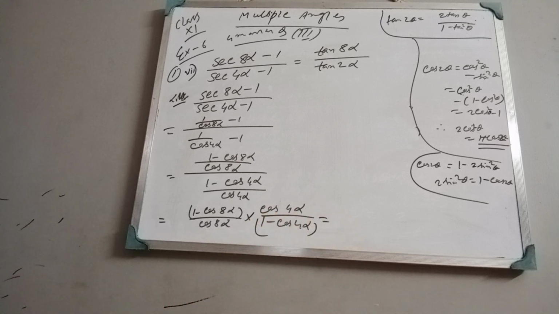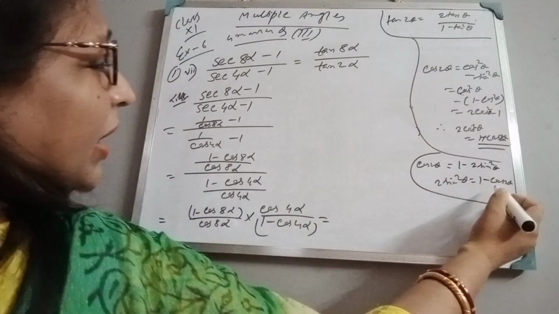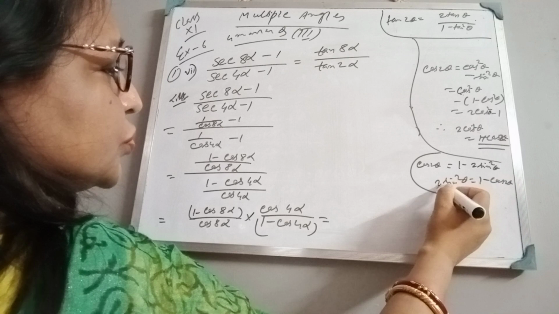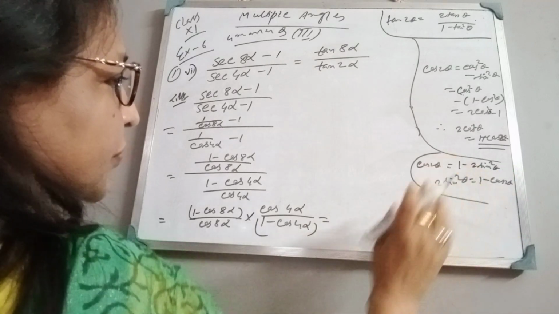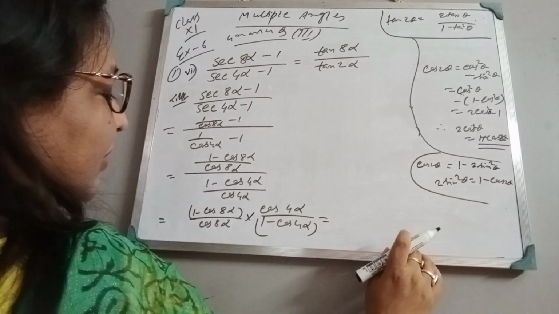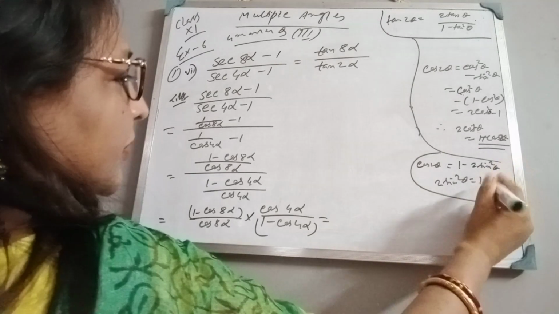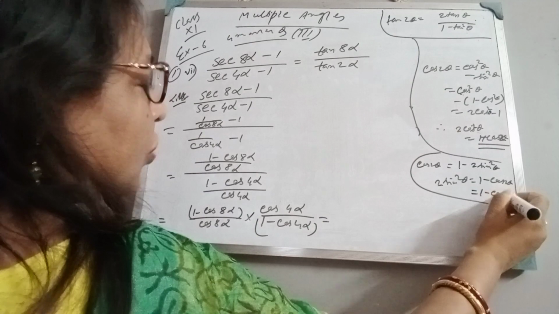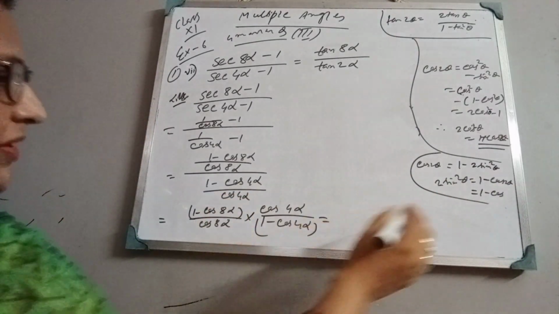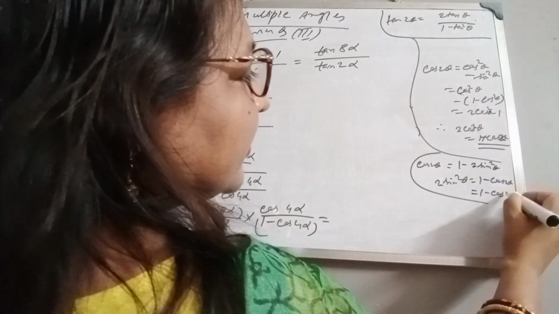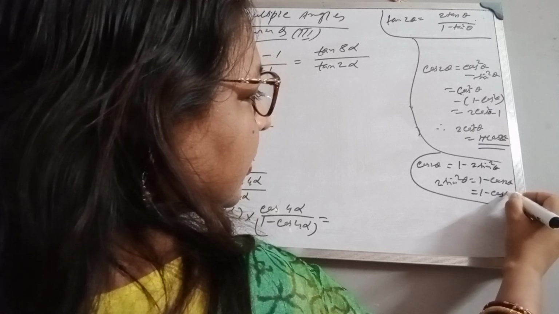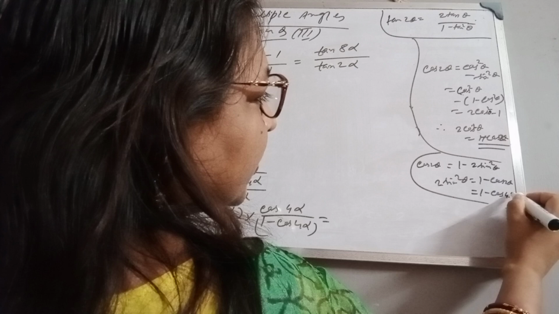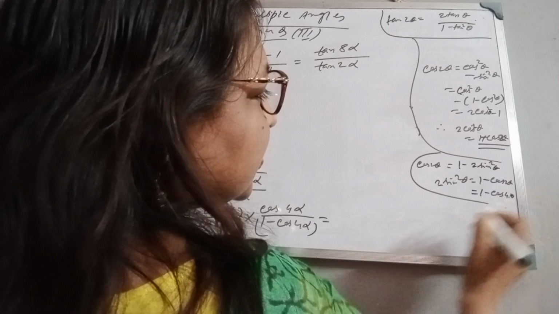Okay. Now look, 1 minus cos 2 theta equals 2 sine square theta. So if I write 1 minus cos 8 theta, cos 8 theta means 1 minus cos 4 into 2 theta.